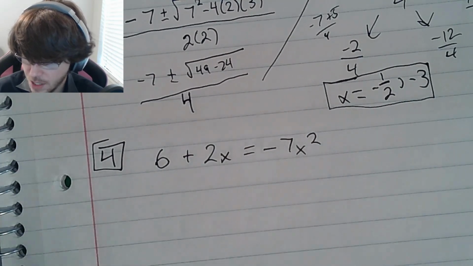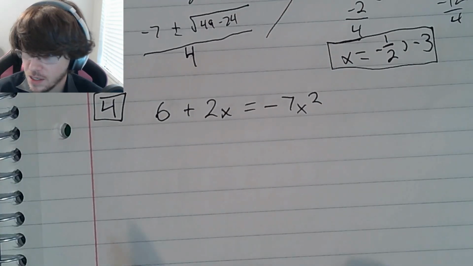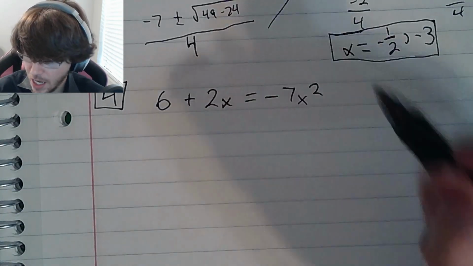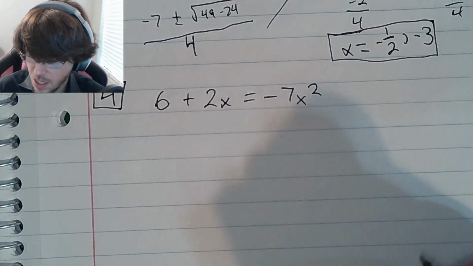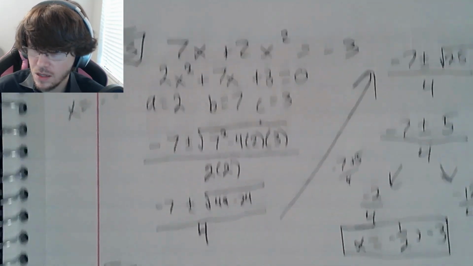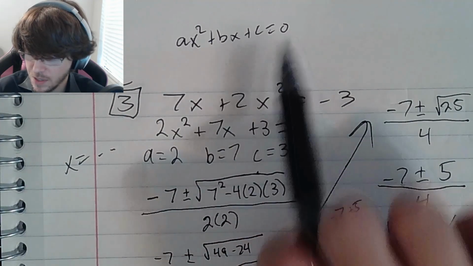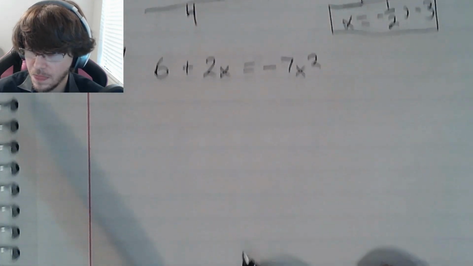So 6 plus 2x equals -7x squared. Let's go. So we're going to add that 7x squared. We're going to move it to the other side here because, again, we need to be in the correct order of ax squared plus bx plus c equals 0.